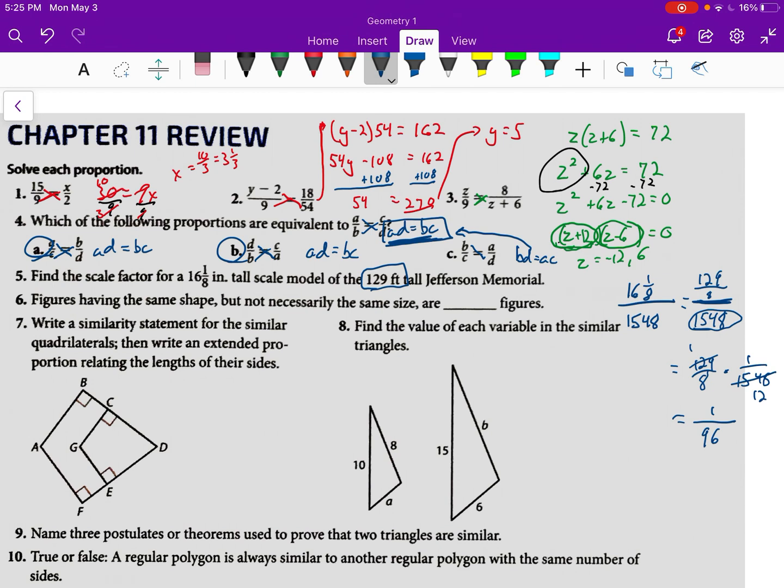Write a similarity statement for the following quadrilaterals. Oh, I'm sorry, number 6. Figures having the same shape but not necessarily the same size are similar figures. And we'll go ahead and stop now, and we'll make another part later so the video doesn't get too long.